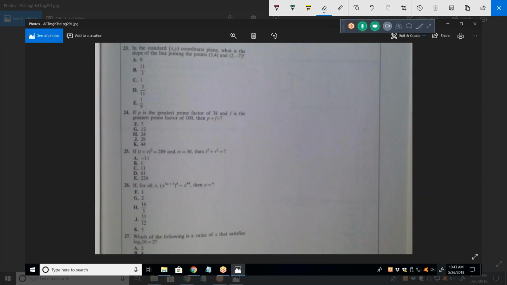Let's do one more here. Since I got the page up, let's see if I can figure out what it says. I think it says x to the 3a minus 5, all to the 4th power, is equal to x to the 44th power. Solve for a. I think it's actually plus 5. Okay.